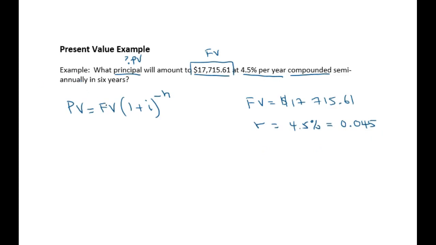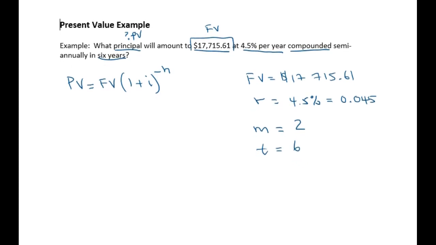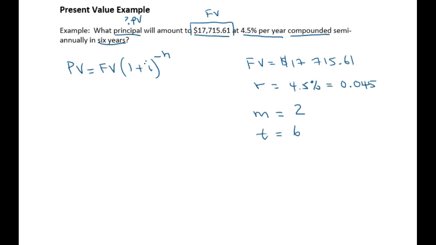Compounded semi-annually, so that's twice per year. So our compounding period m is 2, and our time frame is over 6 years. So our t-value is 6. It's in year format, so we're good. We know how to do conversion that way. So we know we need two other things. We need to calculate our i value and our n value, and we have formulas for that. So i is equal to r divided by m, and n is equal to m times t.